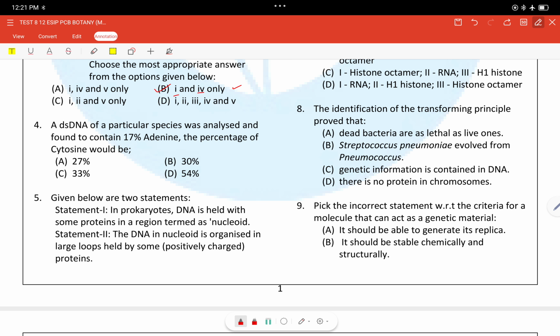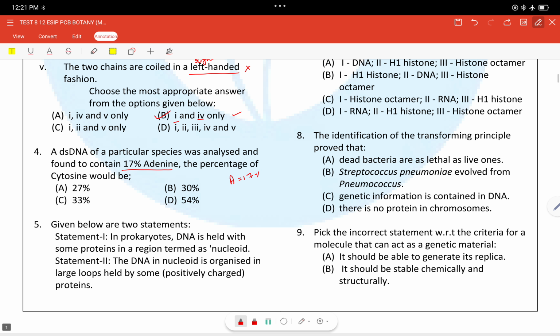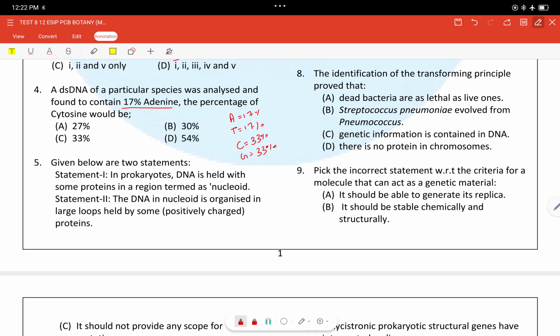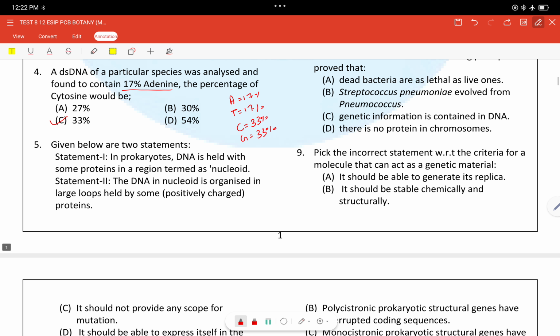A double-stranded DNA of a particular species was analyzed and 17% is adenine. If adenine is 17%, then thymine would be 17%. Cytosine and guanine: the amount of cytosine will be 33% and guanine is also 33%. So the answer will be C. Amount percentage of cytosine is 33%.